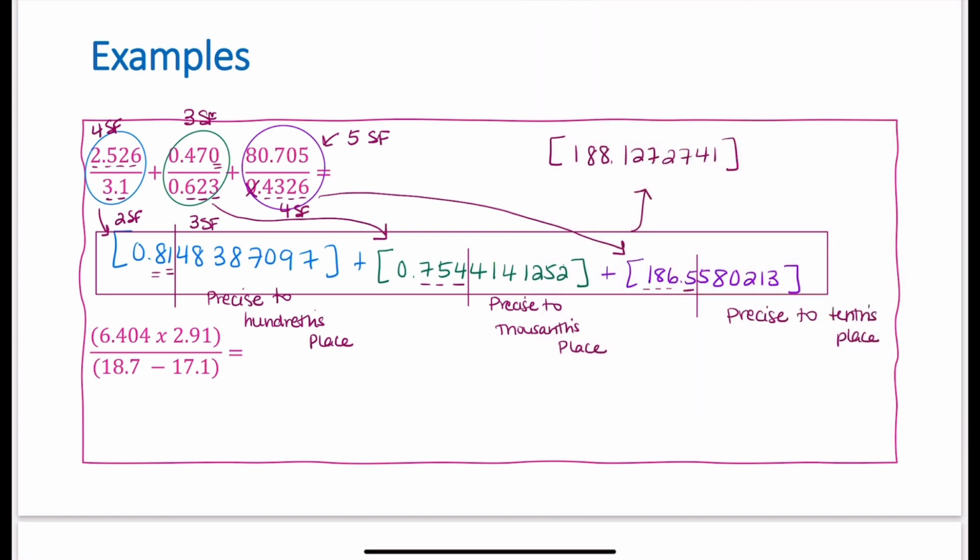When I look at my numbers, hundredths place, thousandths place. Hundredths place is more precise than thousandths, okay? But then I look here and I say tenths. This is the least precise measurement right here. The tenths place is my least precise, so that's going to control my answer. I'm only precise to my tenths place. I need to round my number right here, and my final answer will be 188.1.